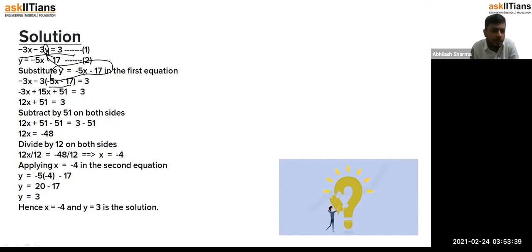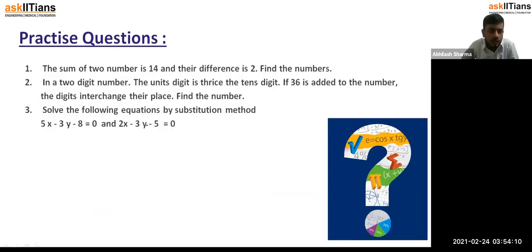Okay, now on opening the brackets, we are getting this equation, and on simplifying, we are getting 12x plus 51 equal to 3. Subtracting, so taking 51 here, we get 3 minus 51. 12x becomes equal to minus 48. Dividing by 12, x equal to minus 4, that we have got. Substitute this value of x back in the original equation here, and then we get the value of y equal to 3. So that's it. The question is solved. Solution we have basically found, right?